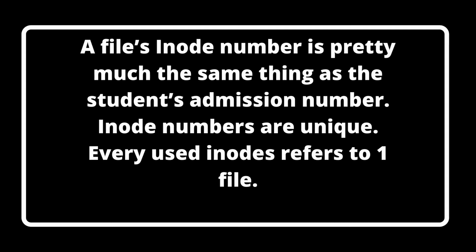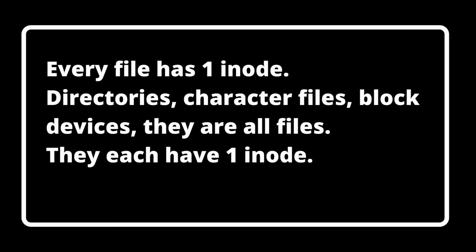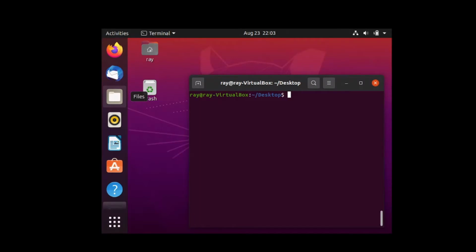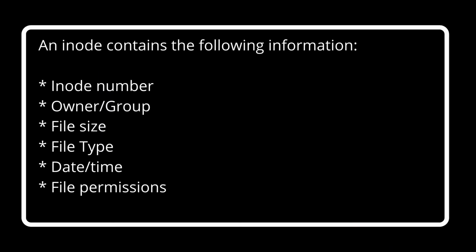Inode numbers are unique. Every used inode refers to one file. Every file has one inode. Directories, character files, block devices, they're all files and they all have only one inode. For each file in a directory, there is an entry containing the file name and the inode number associated with it. An inode contains the following information. As of now, we only care about the inode number.